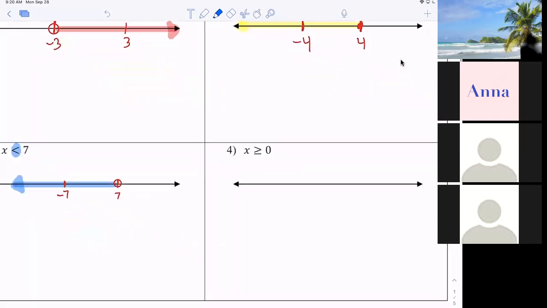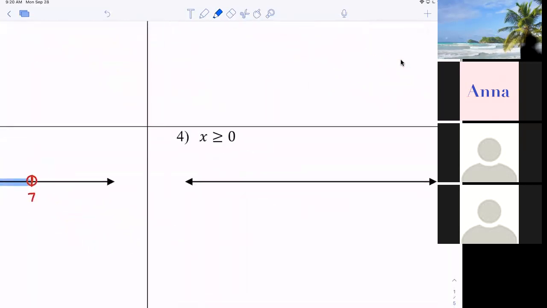So number 4, greater than or equal to 0. So now does 0 have an opposite? No. So you can put 0 and 5 if you want to. Greater than or equal to, is it solid or open? Solid. Do I care what number you put there? No. You can put 100 if you want. It's just to show me you know where the positives and negatives are.